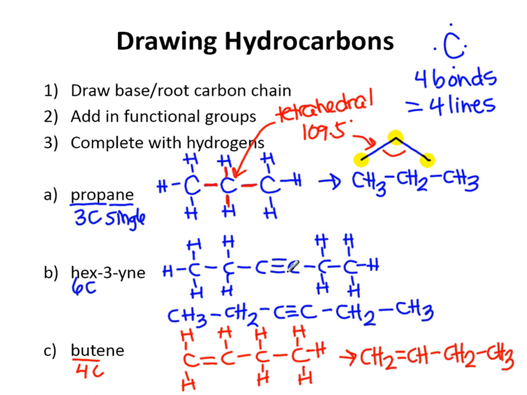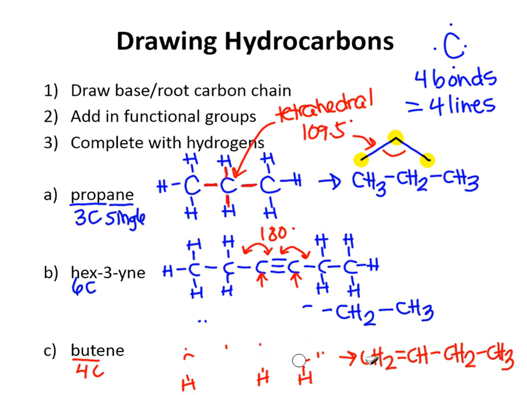If we were to do the same thing for something like hex-3-yne, here with the triple bond, the bond angles are different. If we look at these two carbons here, they have two electron groups on either side. So from here to here, and from here to the next bond, these are both 180 degrees. To make this less cluttered, let's get rid of these diagrams down here.